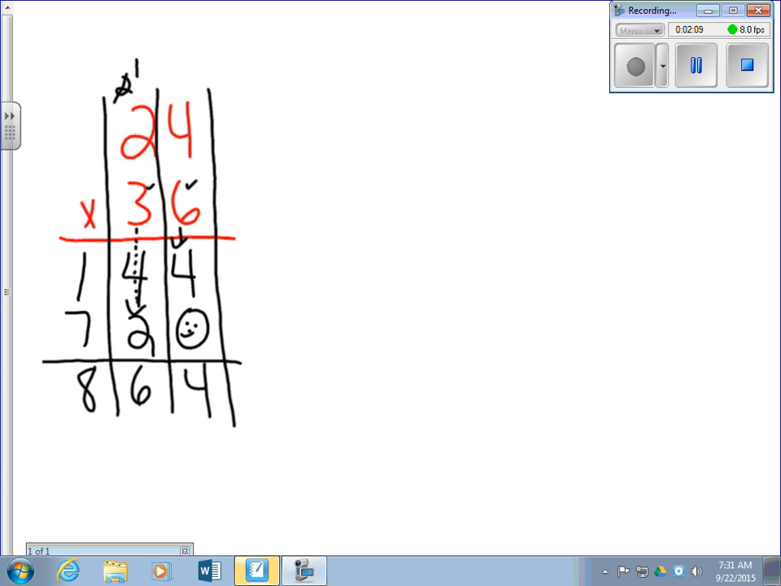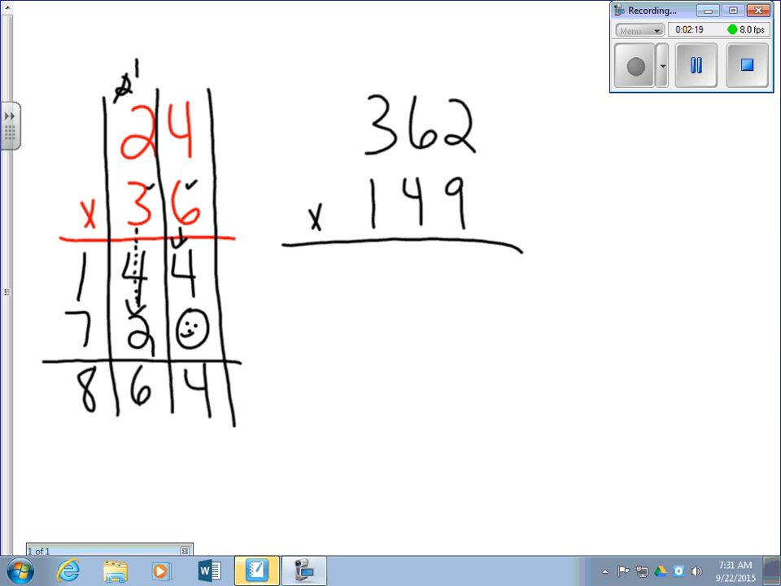Now I'm going to do a 3-digit by 3-digit. So let's say I have 362 times 149. I draw my line. Now, I'm not going to put the place value vertical lines on here, but once again, you need to be neat when you set this problem up and when you do the multiplication.